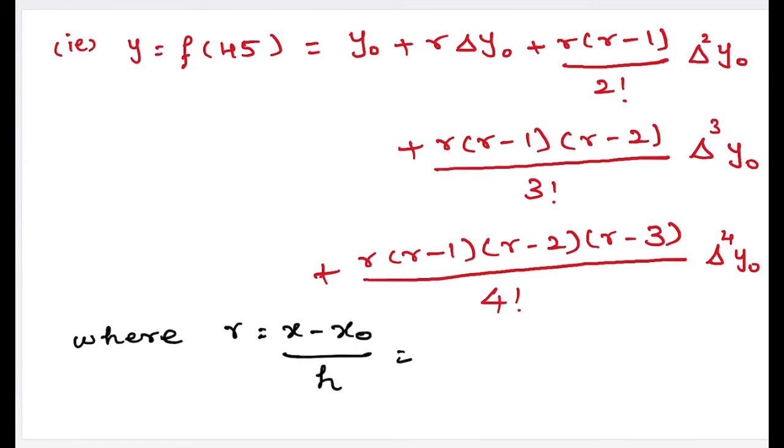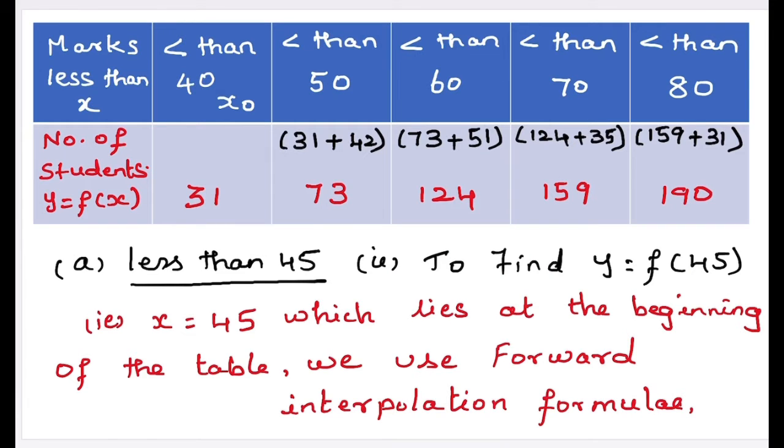That is, your formula is y equals f of 45 is equal to y naught plus r into delta y naught plus r into r minus 1 by 2 factorial delta square y naught plus etc., where r is equal to x minus x naught by h. Here x is equal to 45. X naught is your first term in the table, which is equal to 40, and h is the interval of difference between the consecutive x values, that is 50 minus 40 is equal to 10.